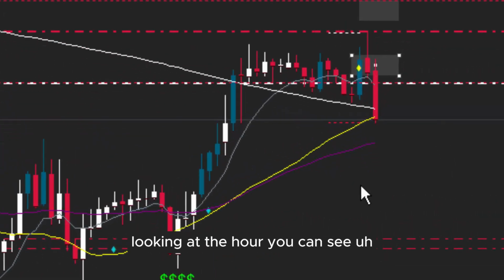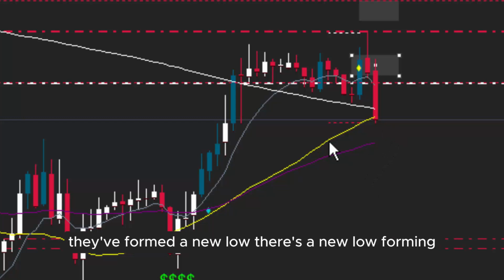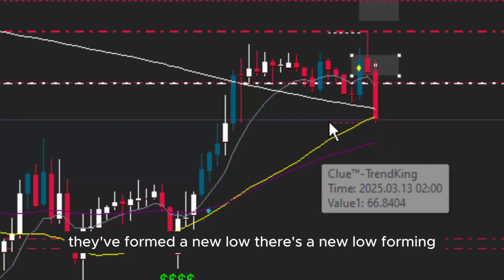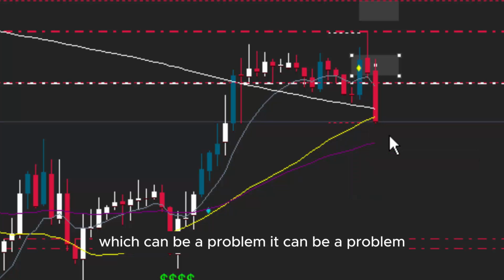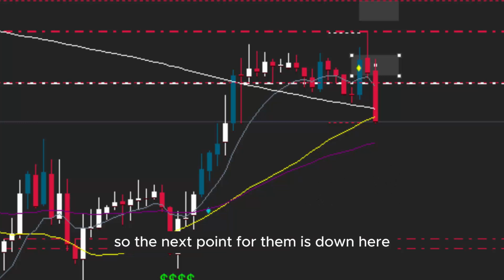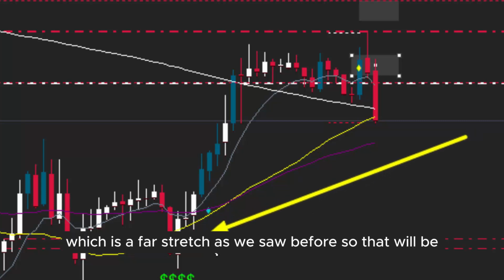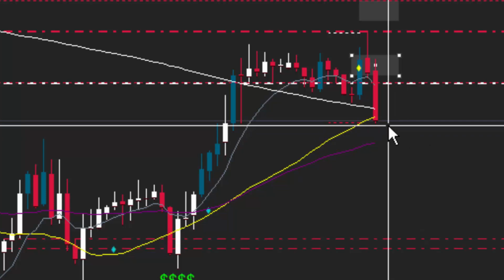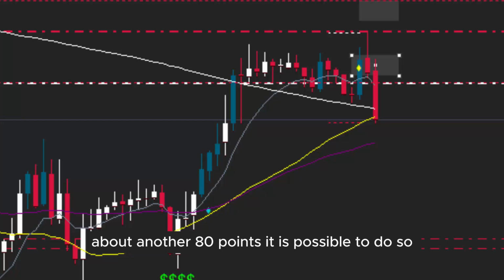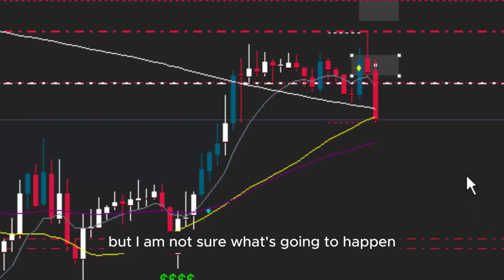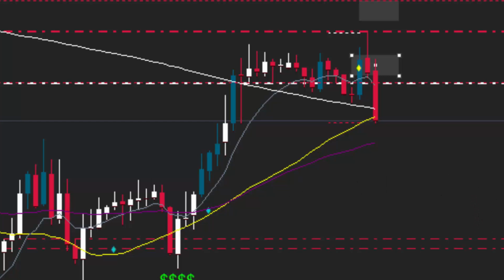Looking at the hour, you can see they've formed a new low. There's a new low forming, but it has hit this moving day average, which can be a problem. It can be a problem. So the next point for them is down here, which is a far stretch as we saw before. So that will be about another 80 points. It is possible to do so, but I am not sure what's going to happen.